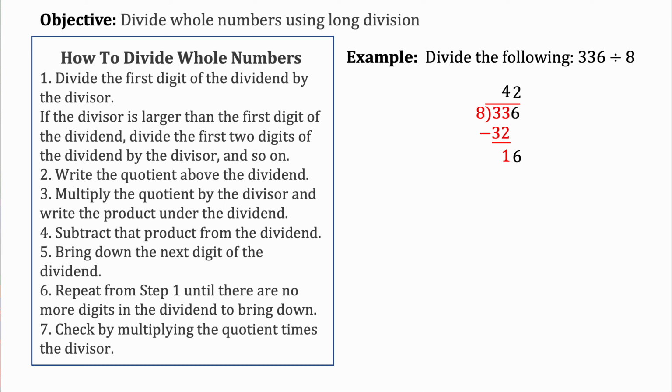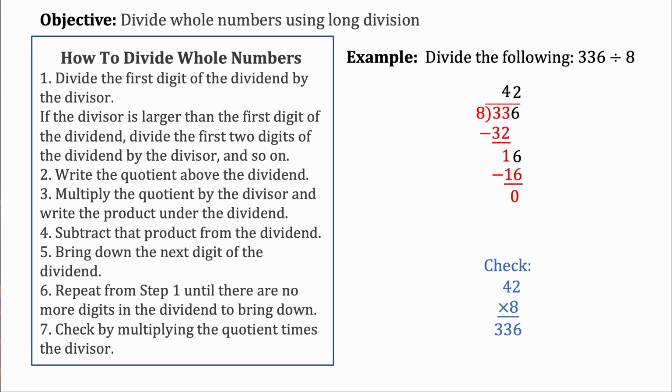Well, 8 goes into 16 2 times, so we're going to put a 2 up above. We're going to do that 2 times 8 multiplication, put it underneath, because we're going to subtract. And then we have no other digits to bring down. We have that 0 remainder, so it went into it perfectly 42 times. So our answer is 42. Now we can check it. If you did 42 times 8, 8 times 2 is 16, carry the 1. 8 times 4 is 32 plus 1 is 33. So it worked out perfectly. So you can always check your work by multiplication.